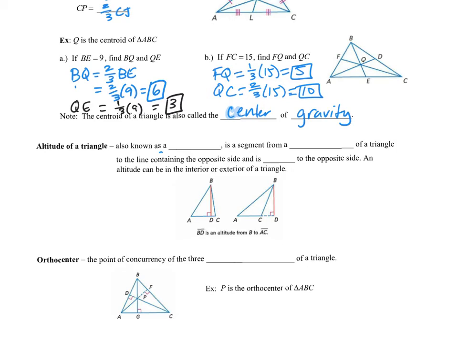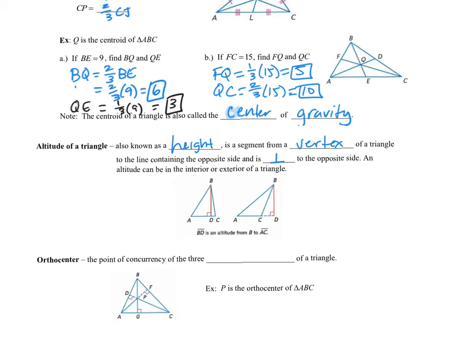All right, so now let's look at our last special segment of a triangle. That's an altitude of a triangle. An altitude of a triangle is also known as the height of the triangle, and it is a segment from the vertex of the triangle to the line containing the opposite side and is perpendicular to the opposite side.